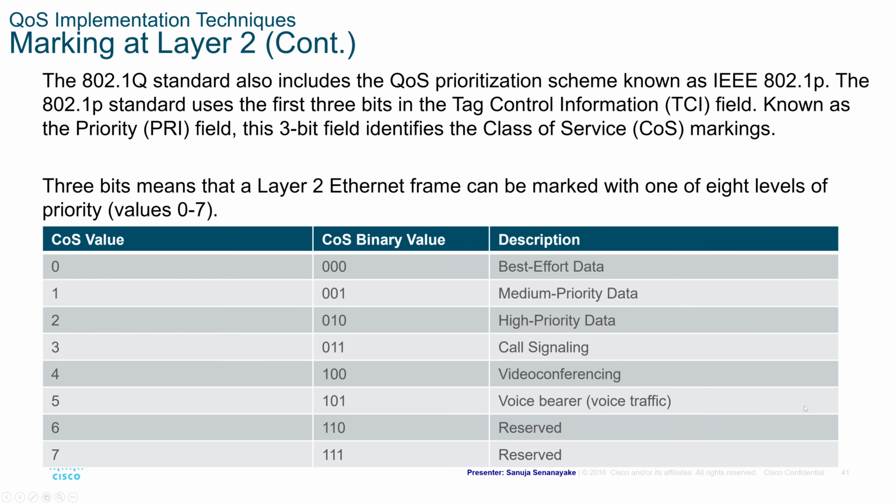For example, if I ask you, what is the QoS value for call signaling? You should be able to tell me it is 3, and you should also be able to provide me with the CoS binary value, which is 0, 1, 1. So you should be able to tell me what is what, and also which one has the higher priority compared to the others. We have 8 levels of priority, ranging from 0 to 7, with 5 being the highest level right now, 6 and 7 being reserved, and 0 being the lowest priority, which is basically first in, first out, best effort. You should be able to know that during an exam, so make sure you memorize this table.